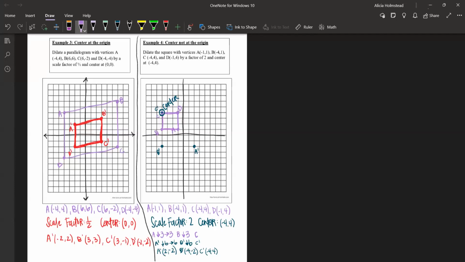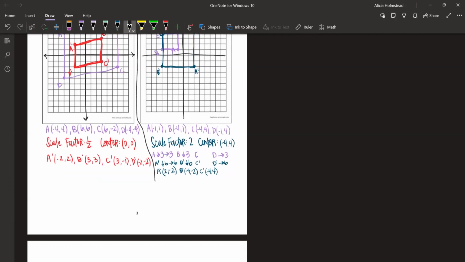And then to get to D from C, we have to go to the right 3. So for D prime, multiplying that by 2, we would go to the right 6. That's going to be 1, 2, 3, 4, 5, 6. D prime is located here. And again, if we connect those 4 vertices, we will see that our image is now twice as big as it originally was.